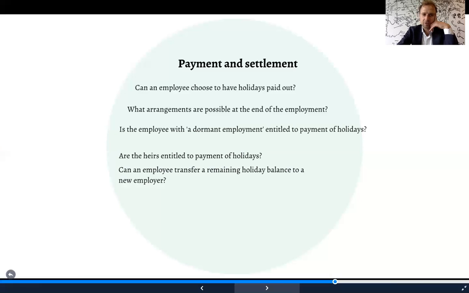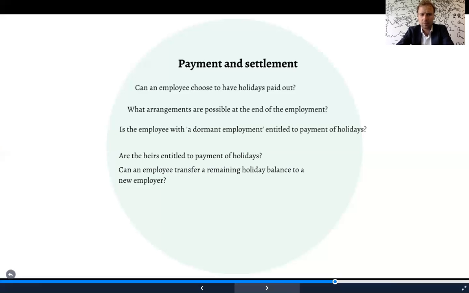Two questions pop up at the same time, but the first one: are hires entitled to the payment of holidays? So in a situation the employee ceases and hires, are they entitled to payment of holidays? The answer to this question is yes. That's decided by the European Court of Justice 1.5 years ago.